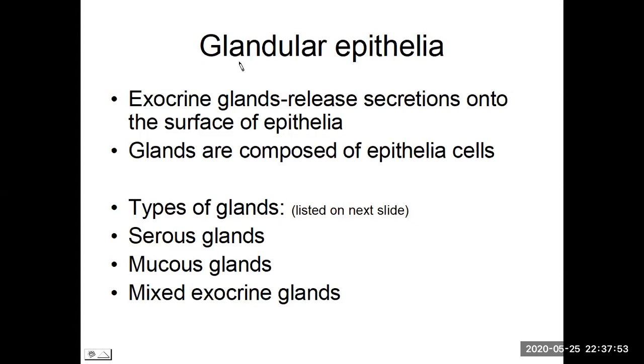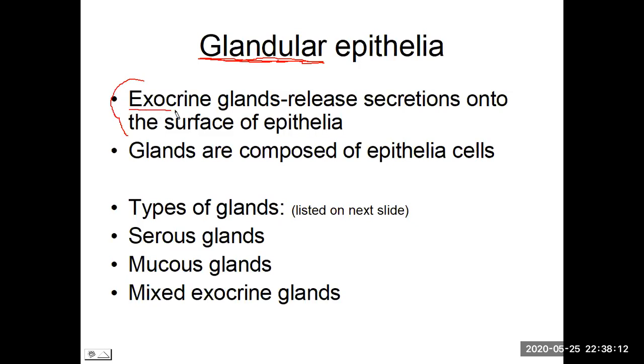All right, moving forward with epithelial tissue, we're now going to see the functions. So what are the activities of epithelial tissues? Up to this point, we've talked about locations and shapes. And now we're going to see this exocrine function.